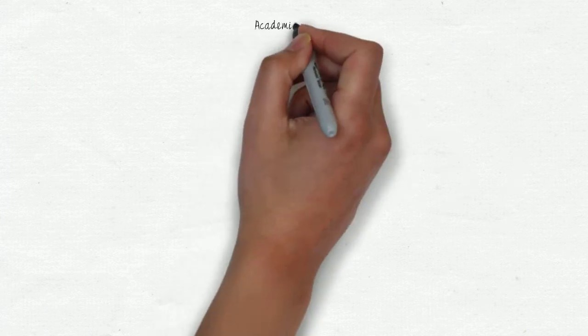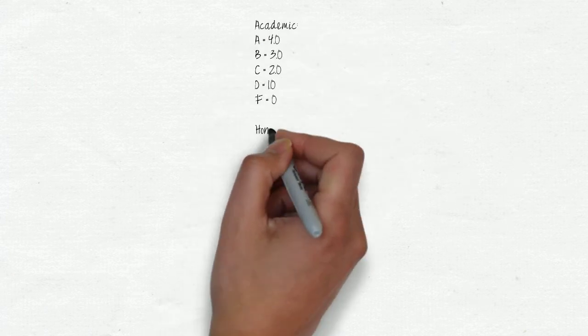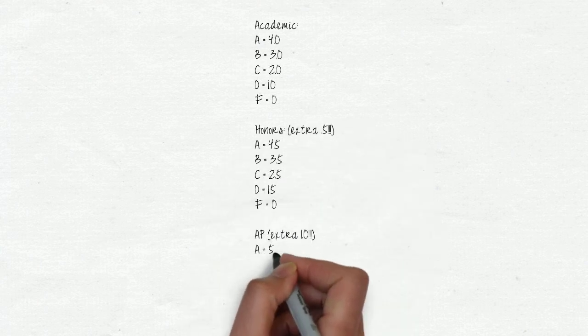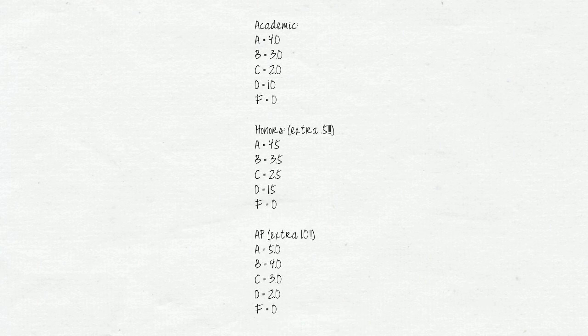But what about honors and AP courses? Do they carry the same weight? The answer is no. You receive a 0.5 GPA bump for taking an honors course. For example, if you earned a B in an honors course, you would receive 3.5 quality points, whereas you would only receive 3.0 for a B in an academic version of that class.